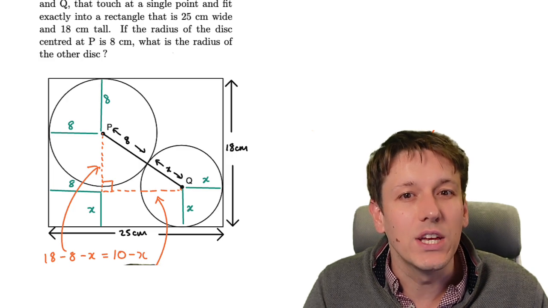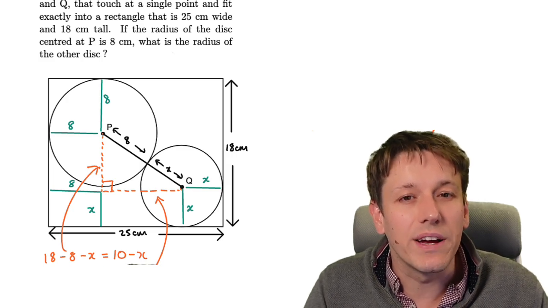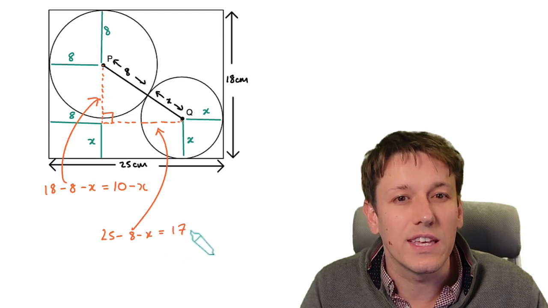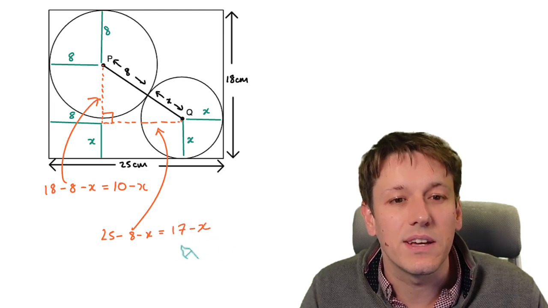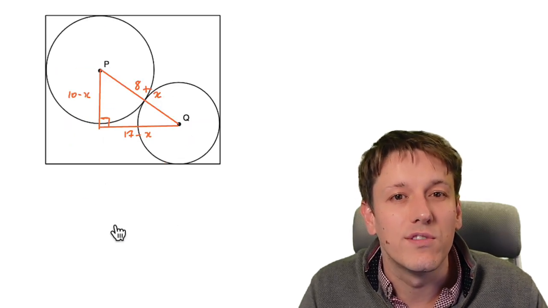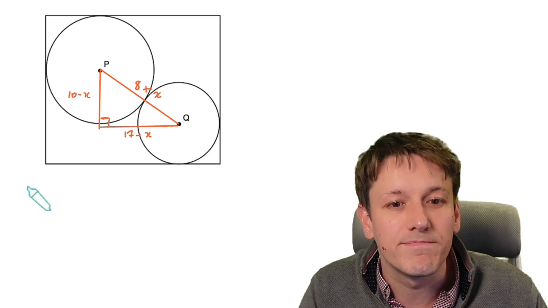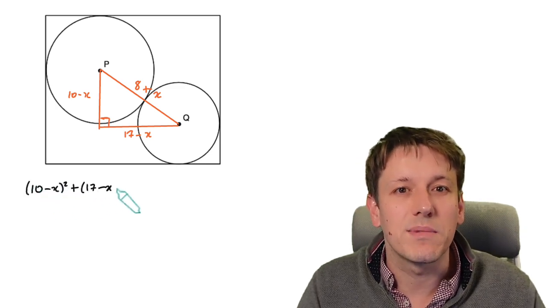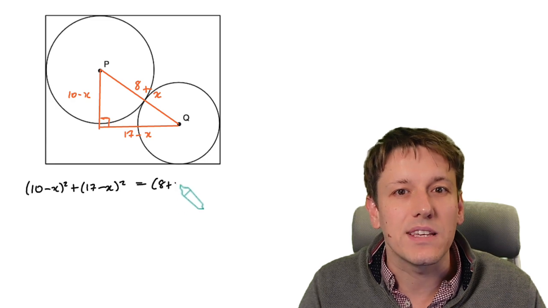Similarly, horizontally, we've got 25 minus 8 minus x, and so actually the other two sides of the triangle here are 10 minus x and 17 minus x, and if we put that together with the hypotenuse being 8 plus x, we can write down an equation for x that we will be able to solve. We can do that by Pythagoras' theorem. 10 minus x squared plus 17 minus x squared equals 8 plus x squared.